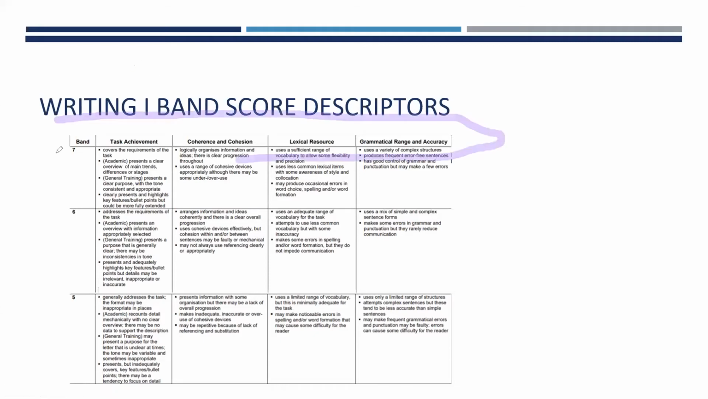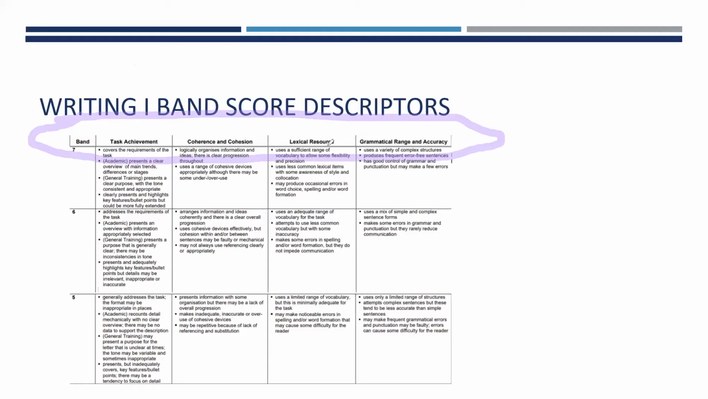You'll notice there are 4 different components. We have task achievements, which simply means, did you do what they asked you to do? And I'll explain that a bit more afterwards. We have coherence and cohesion. How did you organize your writing? Is it easy to understand? Does it flow into the other parts?